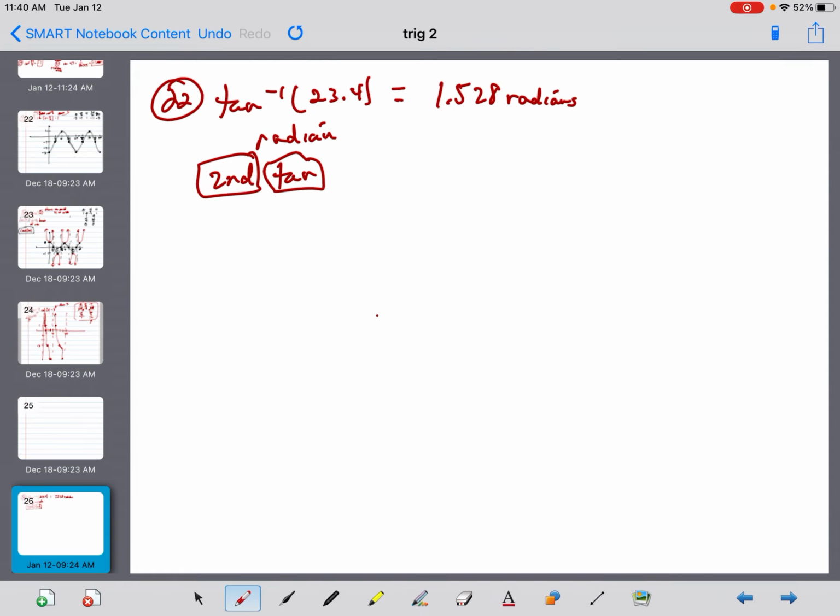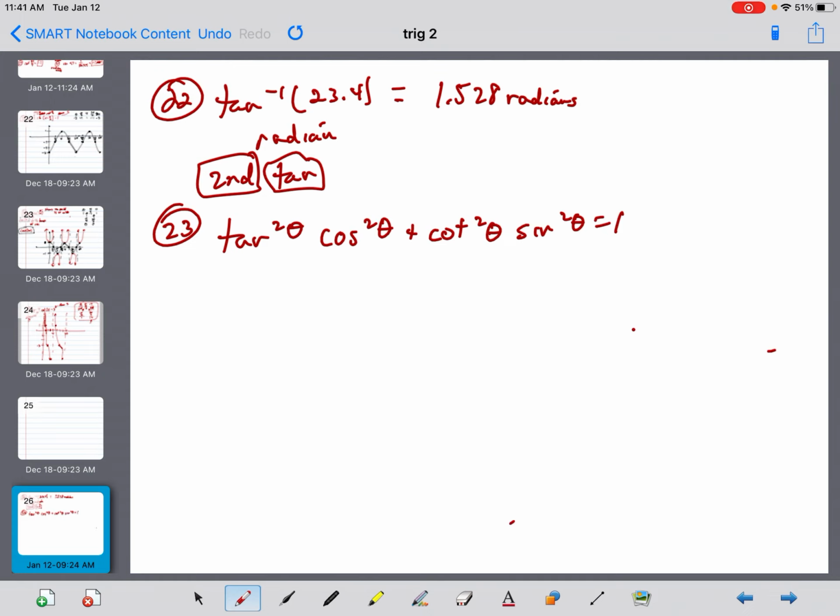Now, 23 and 24, you got to do a little bit of rewriting. All right, 23 says tan squared theta times cosine squared theta plus cotangent squared theta times sine squared theta equals 1. So they want you to do a bunch of rewriting. Now, tan is sine over cosine. So we're going to rewrite tan as sine squared theta over cosine squared theta. And we're going to keep the cosine squared theta there. And then cotangent is cosine over sine. So cosine squared theta over sine squared theta times sine squared theta equals 1.